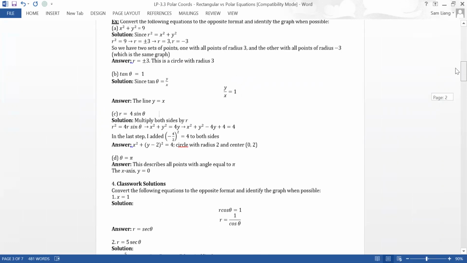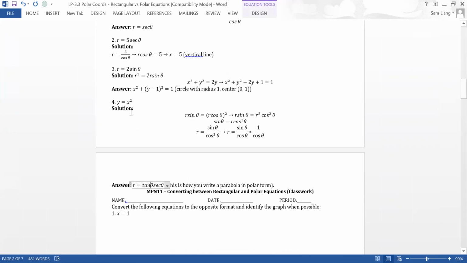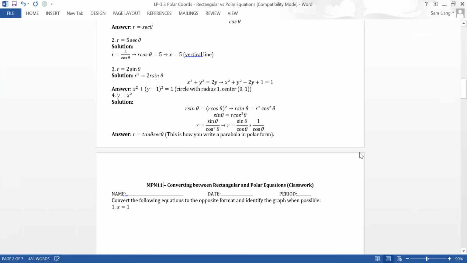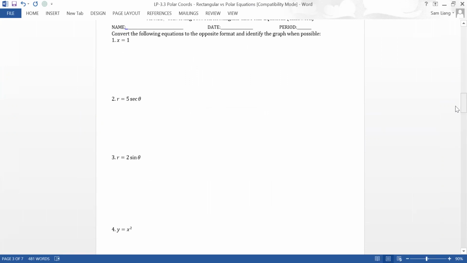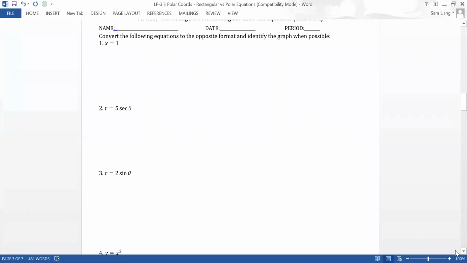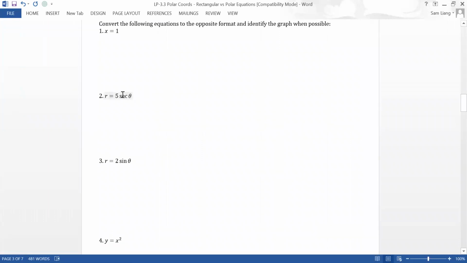Okay, this is Java here. Let me move this up. Yeah, 4 problems. Convert the following equations to the opposite format as we did in the last example, and identify the graph when possible. Okay. Yeah, so the first equation, x equals 1. Second equation is polar. Third equation is also polar. And then 4 is a parabola. All right, but yeah, see what you can do in the next 5 minutes, and then we'll reconvene. Let's make it 4 minutes so that we have 5 minutes to review.